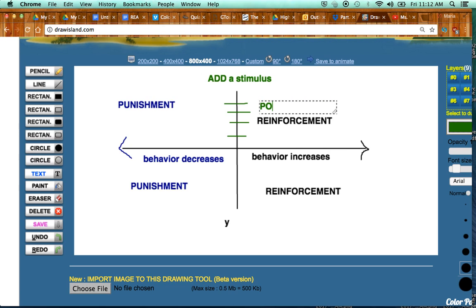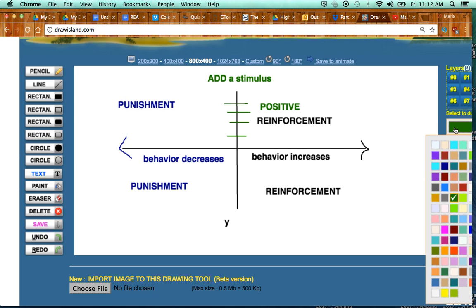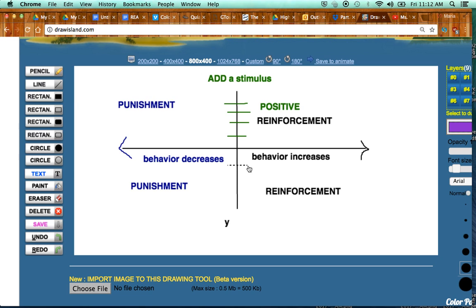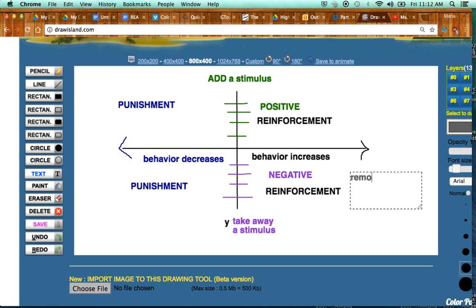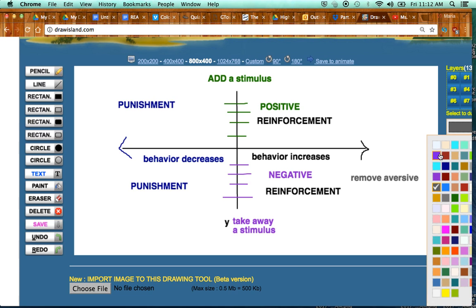Okay, so let me add a stimulus. And so here we are adding one to make the behavior go up. And then down here you're saying it takes away a stimulus. Yep. And that stimulus would, for reinforcement, be an aversive stimulus. Okay. And what was it in positive reinforcement? You want to add a pleasant stimulus.